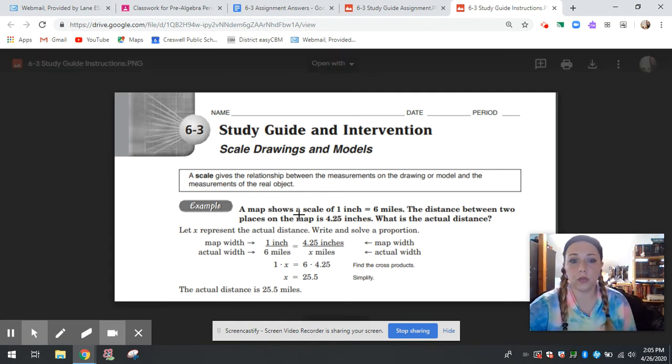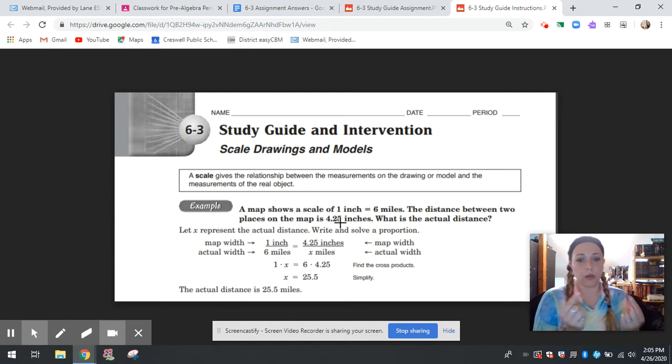The distance between 2 places on the map is 4.25 inches. So it's given us point A and point B, and if on the map it's 4.25 inches rather than just the scale factor of 1 inch to 6 miles, if I've gone from 1 inch to 4.25 inches, I know that it's about 4 times the length in distance. So if 1 inch is 6 miles, then 4.25 inches is about 26 miles. So we have to figure out what the actual distance is.